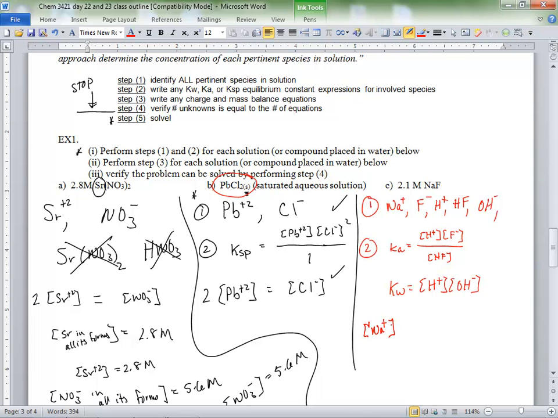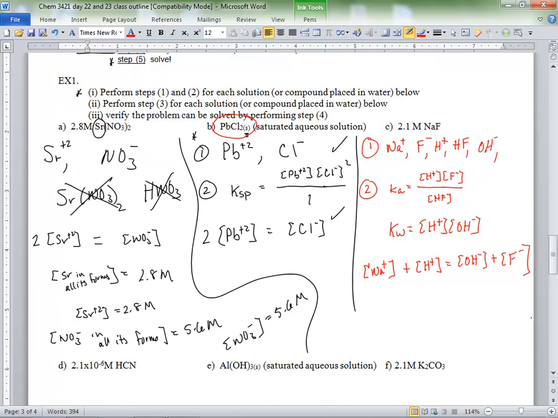Everything we ended up listing, exactly. All the cations on one side, anions on the other. And don't write HF because it has no charge. Mass balance. Okay. Okay, last one, then I'll let you go. Mass balance.